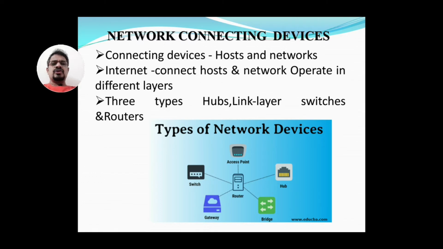Hubs are used only in the physical layer, and the best example is repeaters. Then there are link layer switches, which operate in both the physical as well as the data link layers.